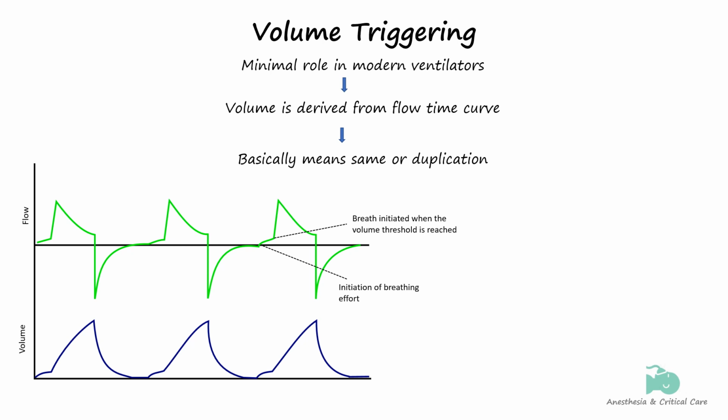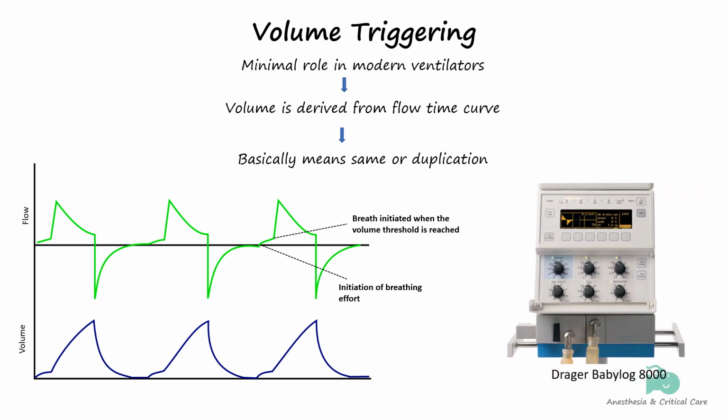By the same logic, any flow triggering is also technically volume triggering because some volume must change as the result of a change in flow. We can appreciate this analogy from the graphic given. In summary, volume triggering would represent a sort of pointless duplication of flow triggering. Of the existing machines, the Draeger Babylog appears to be the only ventilator which offers volume triggering as an option.